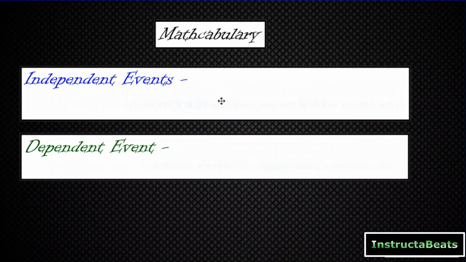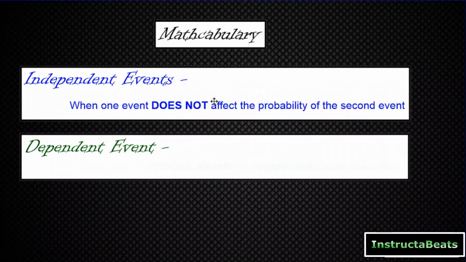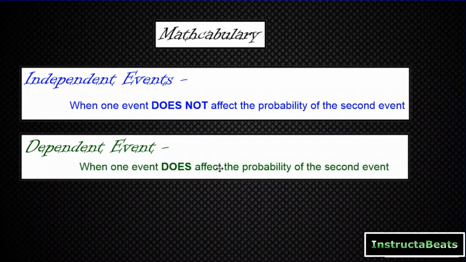But first, let's do some mathcabulary. An independent event is a type of event that we've been talking about the last couple lessons. It's when one event does not affect the probability of the second event. And we'll look at an example of this in a second. And a dependent event would be the opposite. It's when one event does affect the probability of the second event.